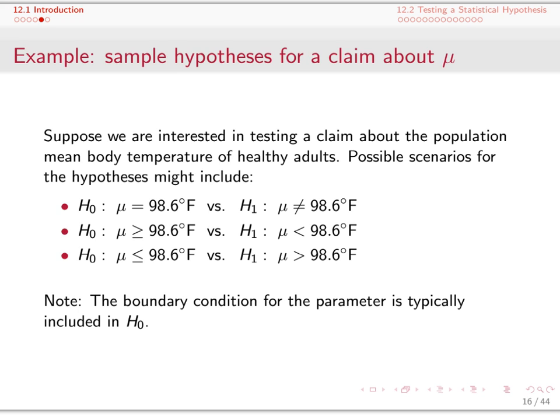It's important to notice, though, that the boundary condition for the parameter is typically included in the null hypothesis, meaning all null hypothesis statements in general are going to include the equal to portion for our parameter. So in the first case here I have mu is equal to 98.6, in the second case mu is greater than or equal to 98.6, and in the third case mu is less than or equal to 98.6.